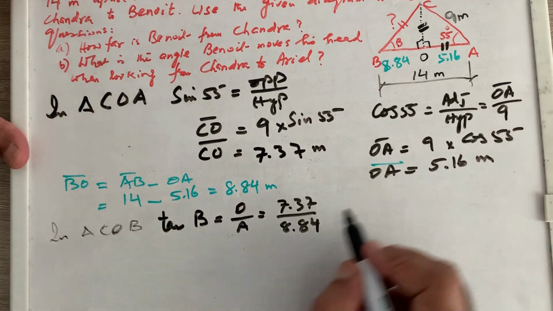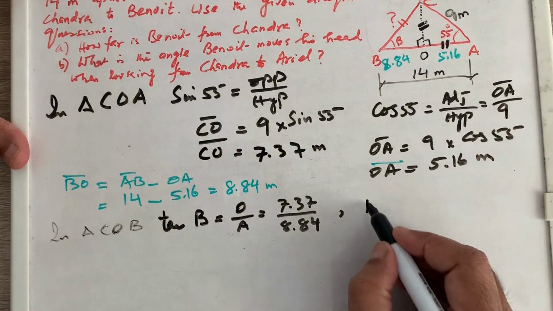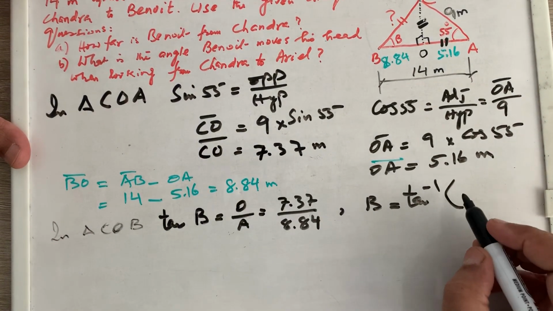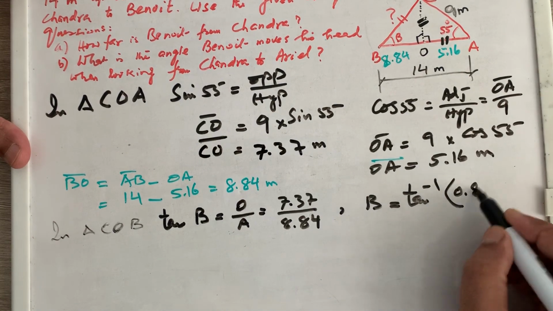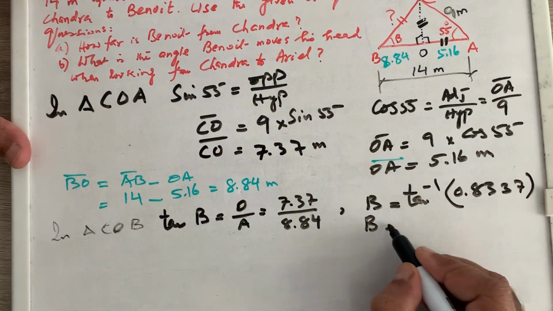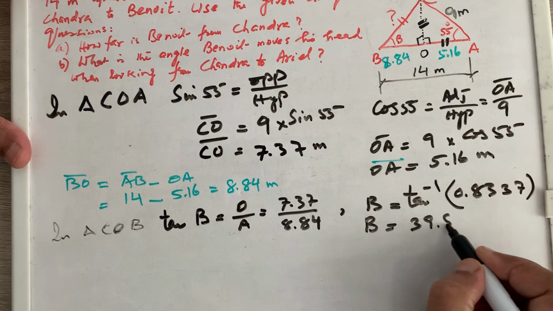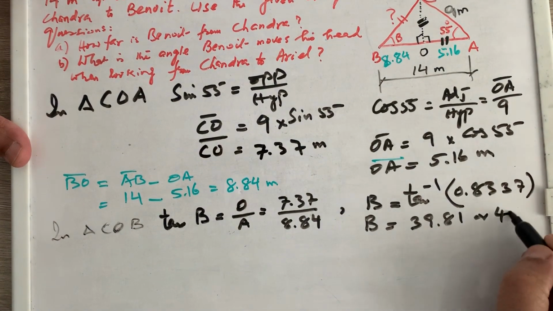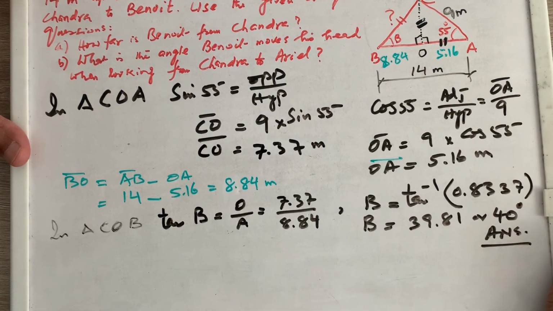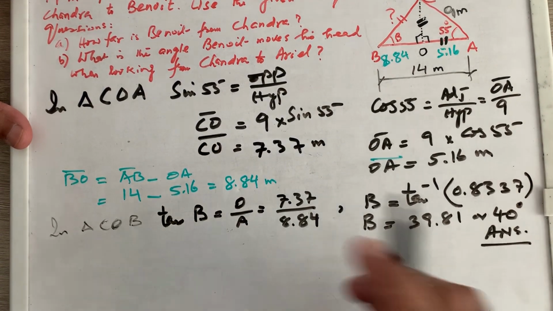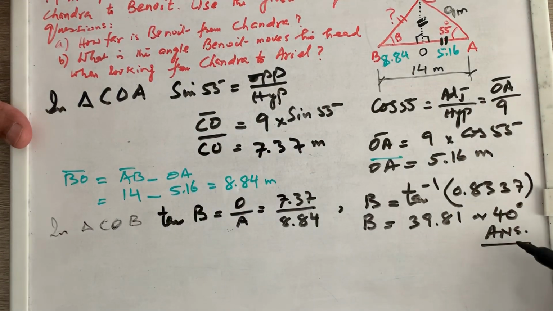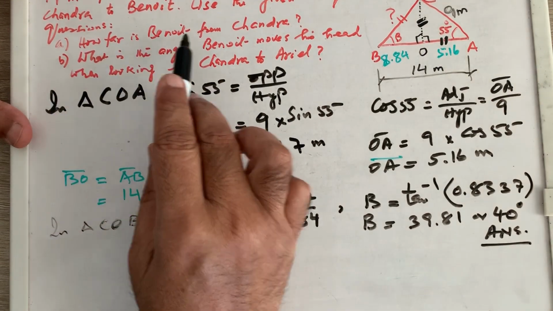So what I have to do is I have to calculate B. So B is equals to tangent inverse of this value, right? When we calculate it, it is like 0.837, right? And then we calculate tangent inverse, which is equals to 39.8 or 40 degree. So we round it up. So at what angle he has to move his head? What is the angle Benoit moves his head? So 40 degree, right?